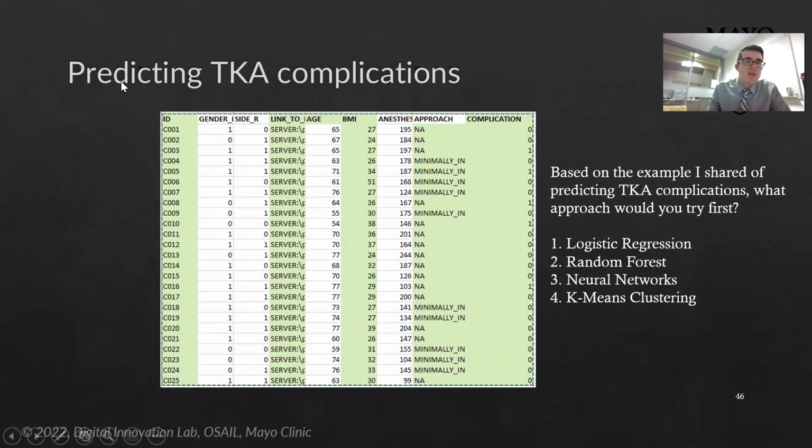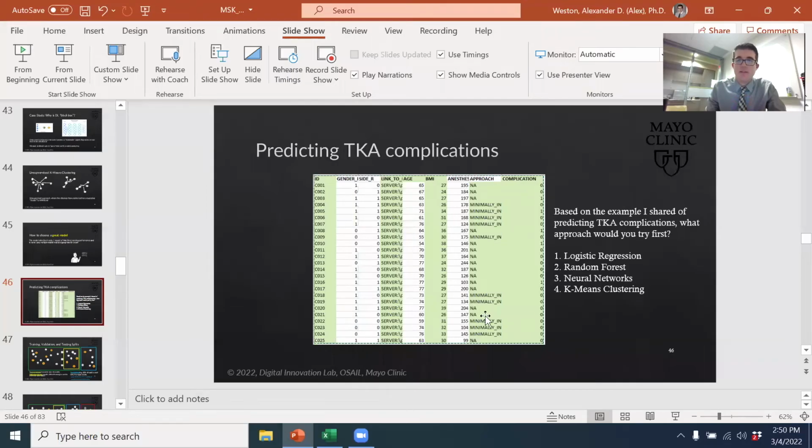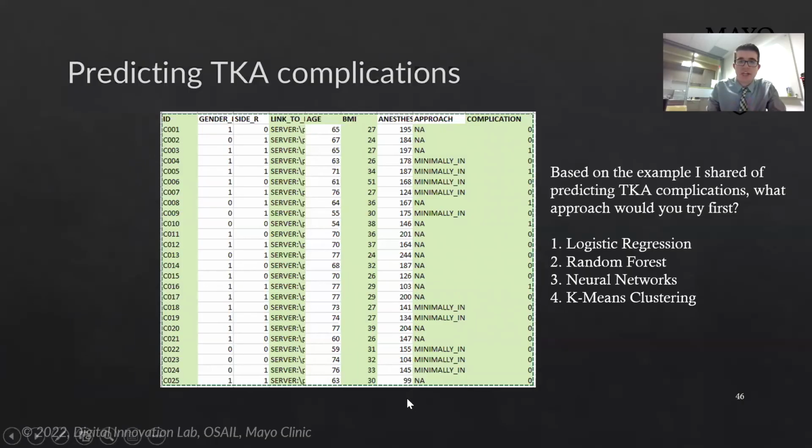Okay, so I have a little quiz question for us here. So going back to the spreadsheet I shared, predicting complications based on knee replacement procedures, my quiz for all of you is, which of the 4 algorithms I just talked about would you think to try first? Logistic regression, random forests, neural networks, or k-means clustering? Feel free to put your guesses in the chat, or I guess if you're brave, you can share.